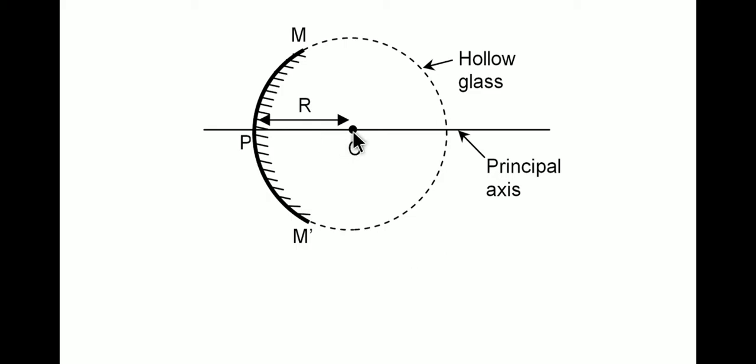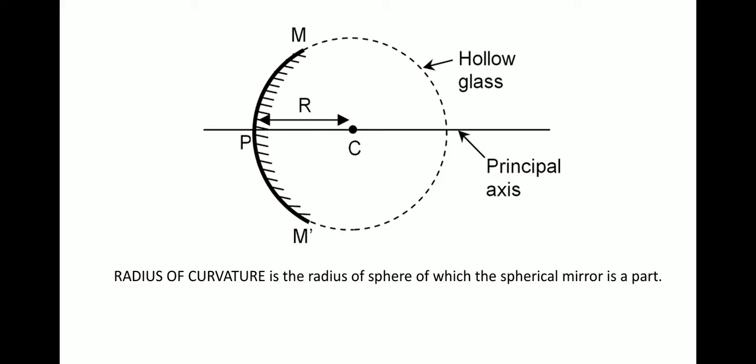Now, from the center up to the mirror, up to the point of the mirror over here, P, this distance is the radius of the sphere. And hence for the mirror it is called the radius of curvature. So the radius of curvature is the radius of the sphere of which the spherical mirror is a part.